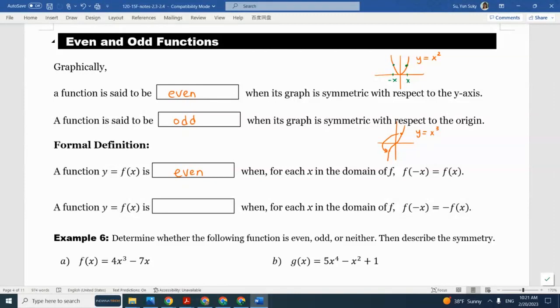How about our function? f of minus x. So let's say this point is x, and then this point is the y, and this point is minus x.